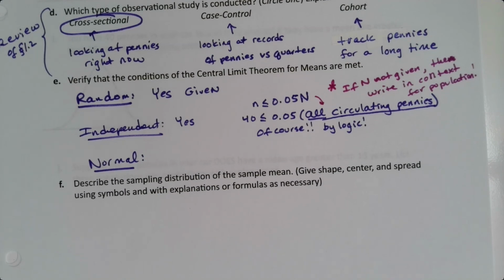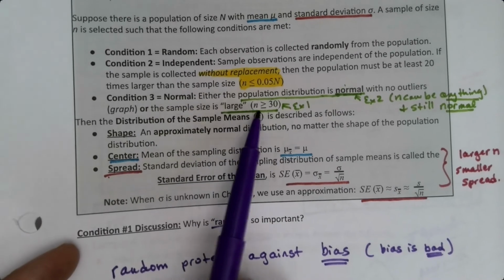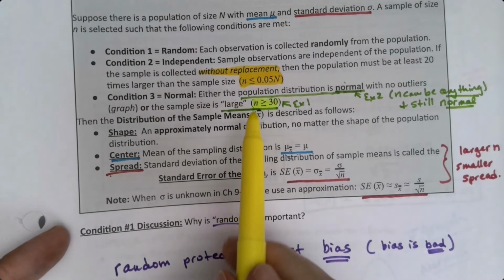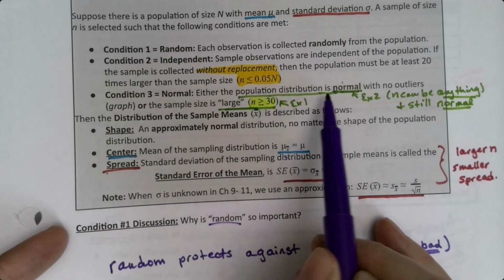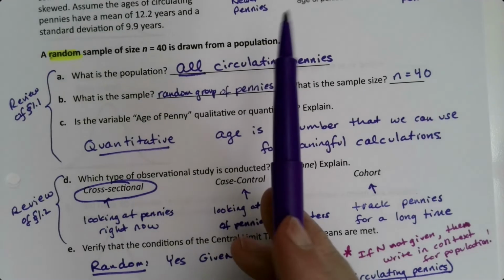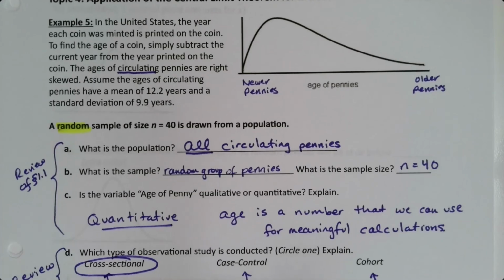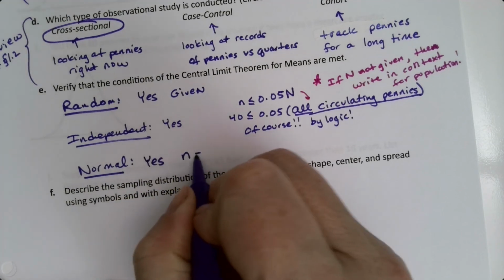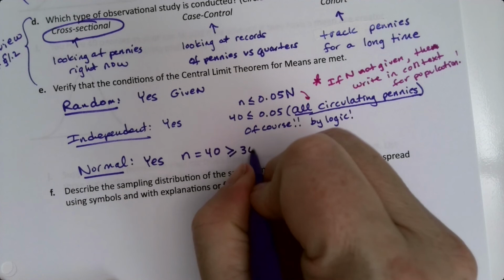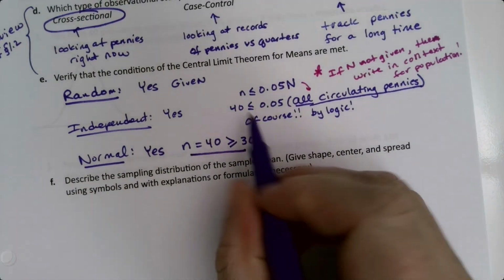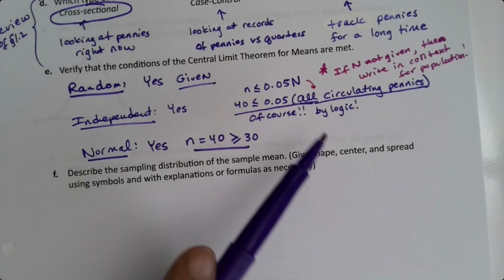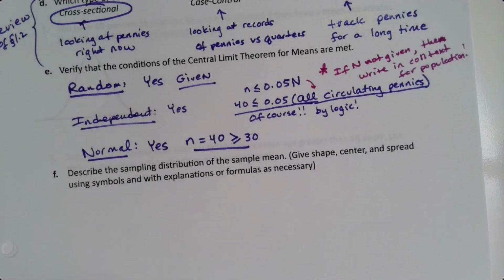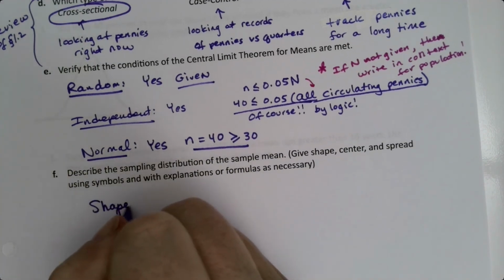But normal, we have to pay attention to. Normal is right here. We need n to be bigger than or equal to 30. Or we need to know that the distribution was normal to begin with. But we actually know that it's not. We know that it's skewed right. So we can't just say, oh, it's normal. It's not given, so we have to prove it. And the way we prove it is by having little n, which is our sample size, be bigger than or equal to 30. And there we go. So we have this bit, this bit, and this bit. Random, independent, normal are given that explanation, and then 40 is bigger than 30. Therefore, the shape is normal.